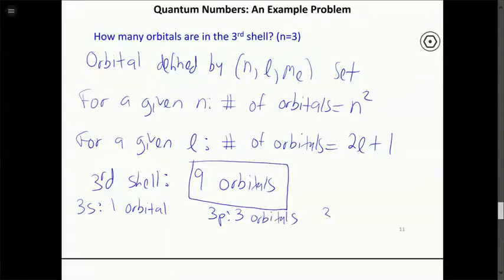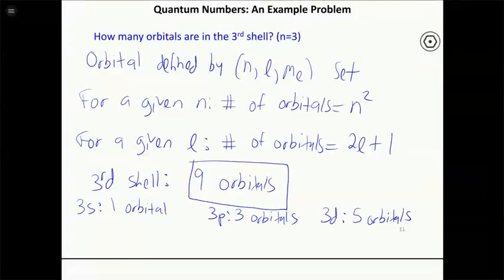And then when we have 3d, which is the L equals 2 subshell, 2L plus 1, 2 times 2 plus 1 is 5. Alright, so this tells you how the orbitals are divided into subshells. So the third shell has a total of 9 orbitals. One of those is in a 3s subshell, or we call a 3s orbital. 3 of those are 3p orbitals, and then 5 of those are 3d orbitals. 1 plus 3 plus 5 is 9. So 9 total orbitals divided up in this way into subshells.